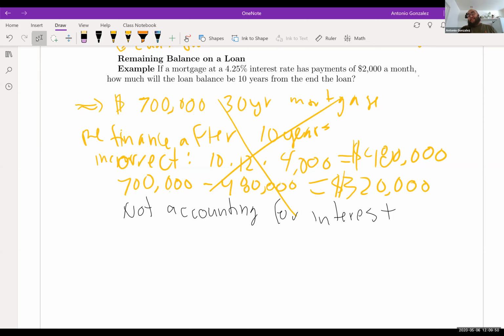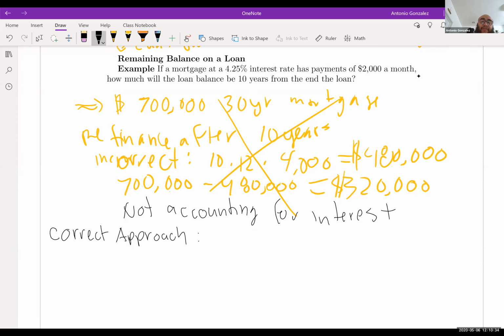All right, so it would be nice if it was simply just this manner. We just say, all right, I paid this much, that's how much is left, but that is not the whole story. So we need to find a way to account for that interest that is being paid, right? So the correct approach would be to do the following.